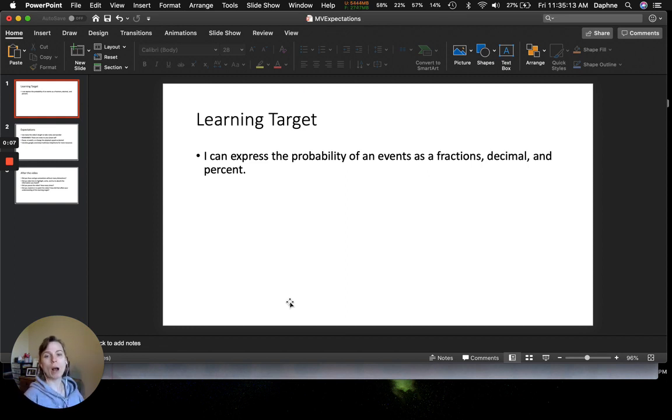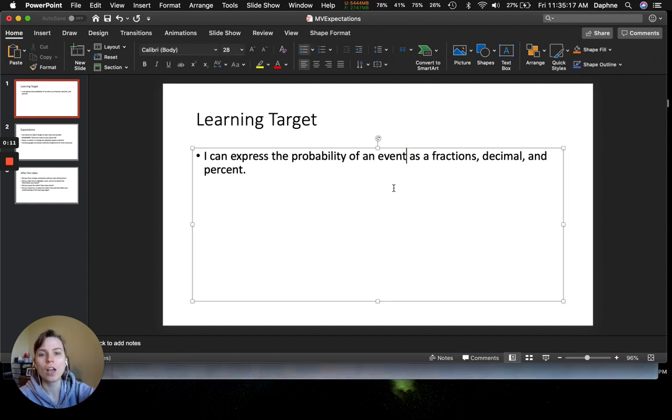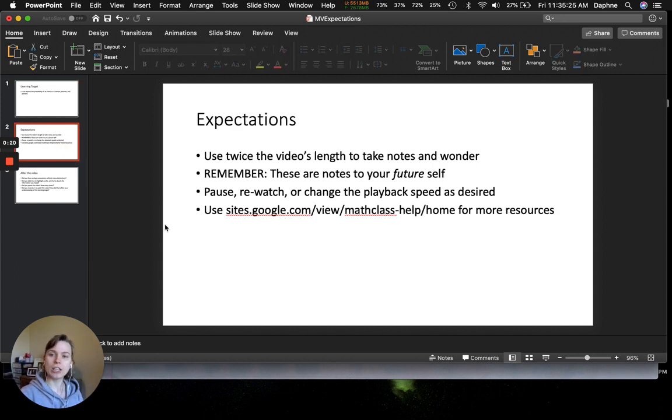I can express the probability of an event, that should be singular, as a fraction, decimal, and percent. So we're going to learn about probability in this new unit. Remember, expectations: use this video to take notes. Pause, make sure they're legible and organized so that you can find them later.